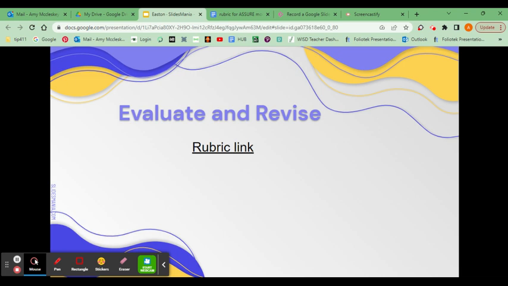At the end of my lesson, I will use E for Evaluate and Revise. I will grade the students' performance and check for their understanding by using the rubric linked below.